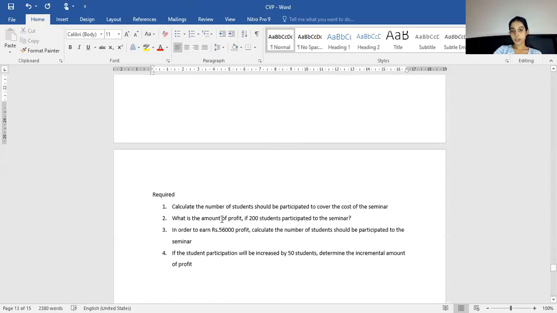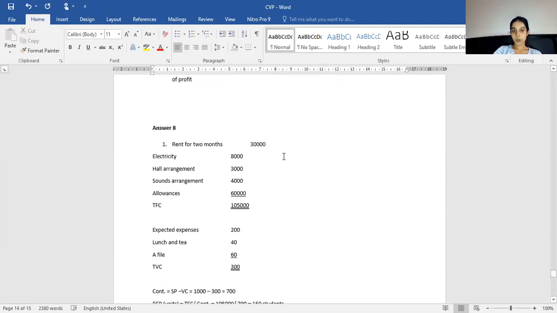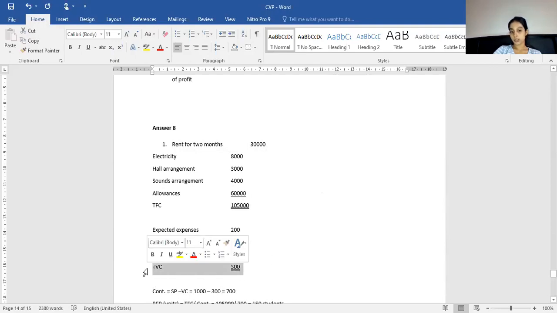Requirement first one. Calculate the number of students who should participate to cover the cost of the seminar. Break-even number of students. So first we have to get the total fixed cost. Electricity, hall arrangement, sound arrangement, allowances, and rent for 2 days. That rent figure, 15,000 into 2 days, so the answer is 30,000. Total fixed cost is 105,000. And all those variable costs, we have to get the total, 300 per student. Variable cost per unit is 300.